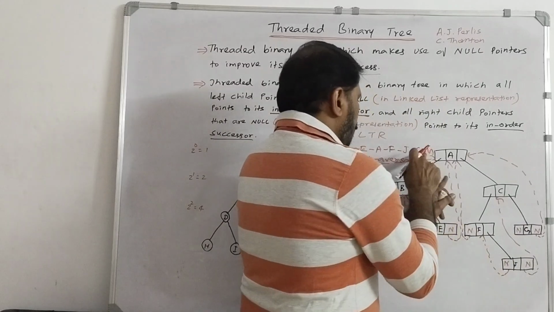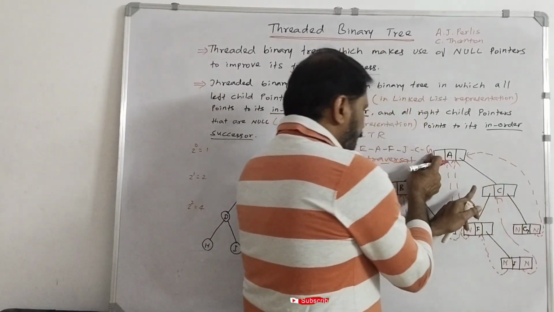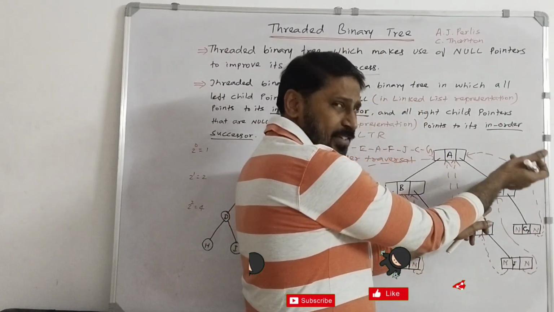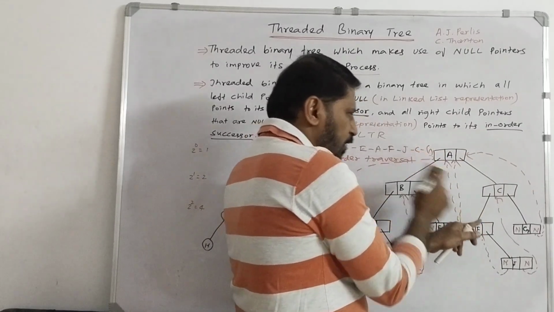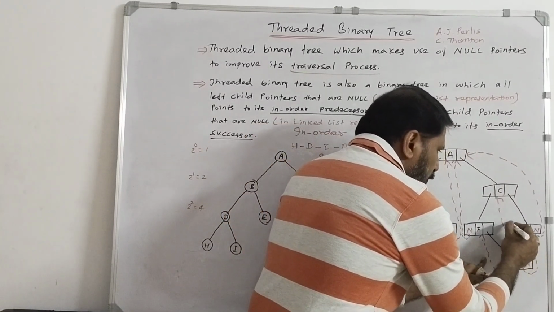Okay. Then what about G? G's in order predecessor is C. There is no in order successor. The predecessor is available: the in order predecessor of G is C. So this one is connected to C.